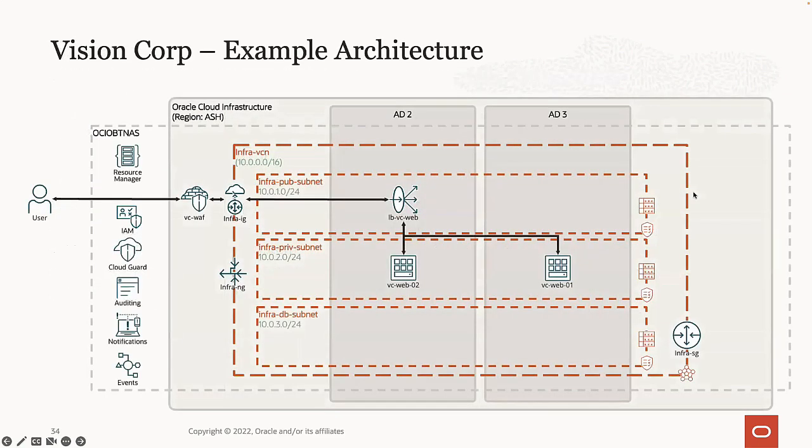And showing here, we have object storage deployed, and that's connected through our service gateway here so that we can access object storage with our instances without going through our NAT gateway or internet gateway.